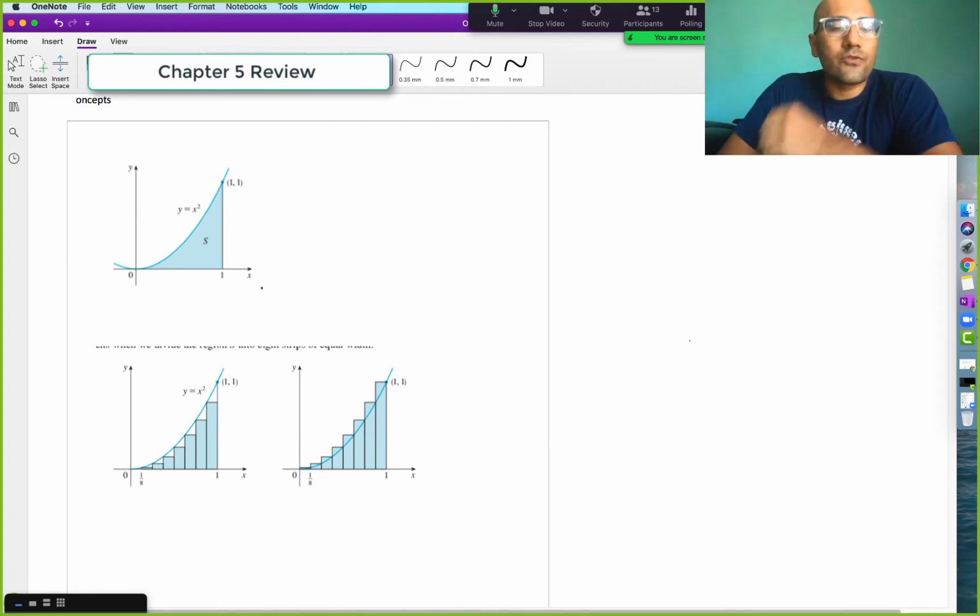Chapter 5 introduces the idea of finding the area underneath a curve. So a classic example is something like this. We have the function y equals x squared. Here it is. And then we could be interested in finding the area underneath the curve, right? The concept that we develop is to approximate it, right? We kind of give up on finding the exact answer.